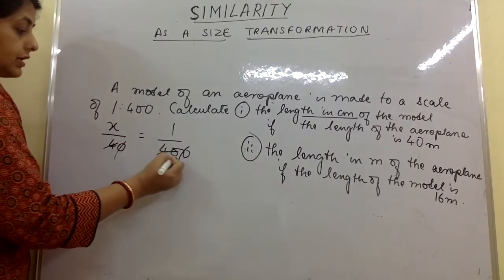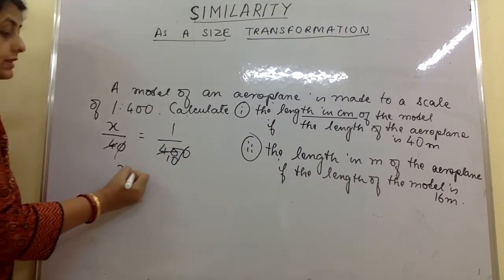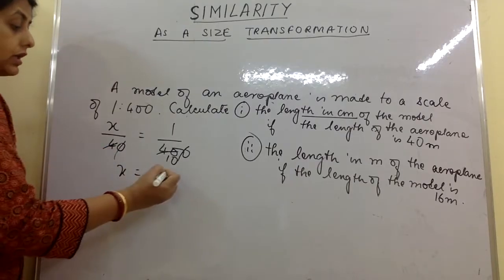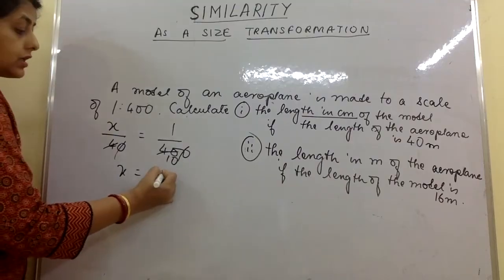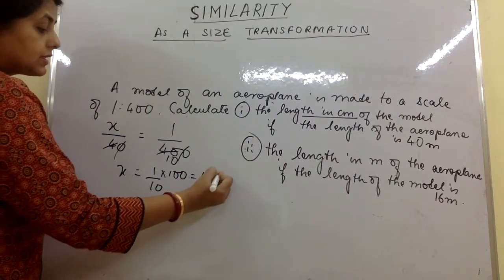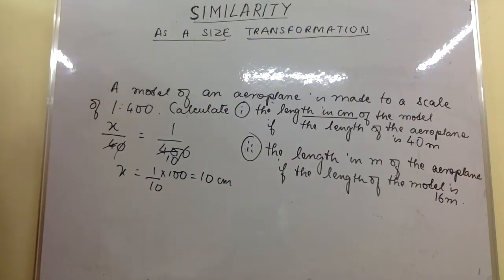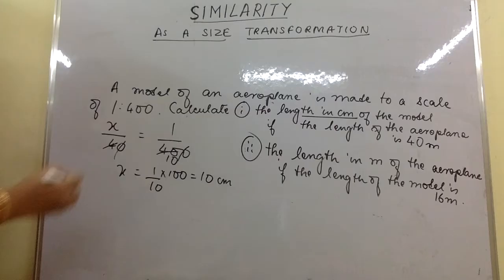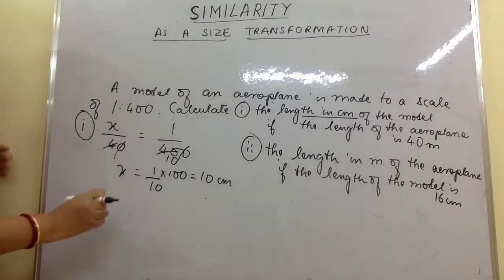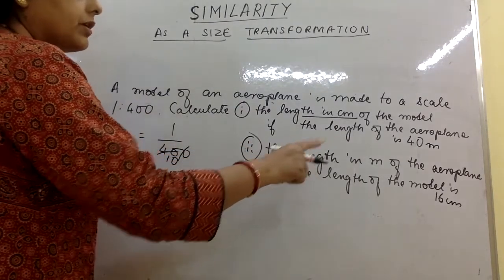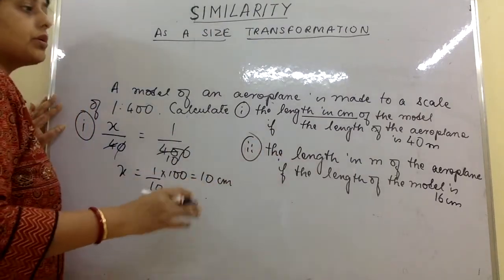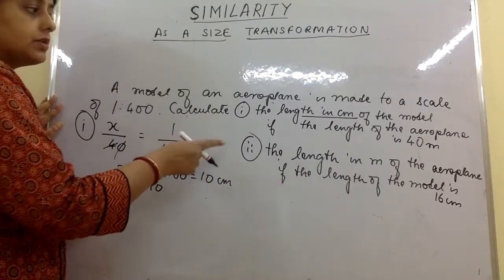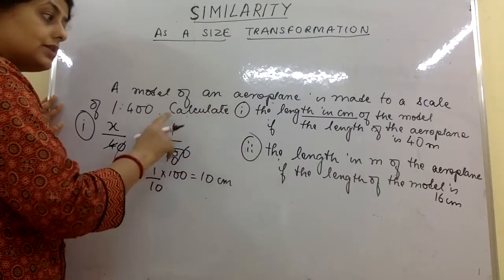Okay, 4, 10. So this x is 1/10 of a meter because this was in meters. Now we have to convert that to centimeters, that is into 100. That makes it 10 centimeters, our answer. Okay, so the first answer is 10 centimeters. Let's come to the second answer. Now this is the second part of the question: the length in meters of the aeroplane. They are asking for the bigger value now, the length of the aeroplane. So it's a different case but the ratio is the same.